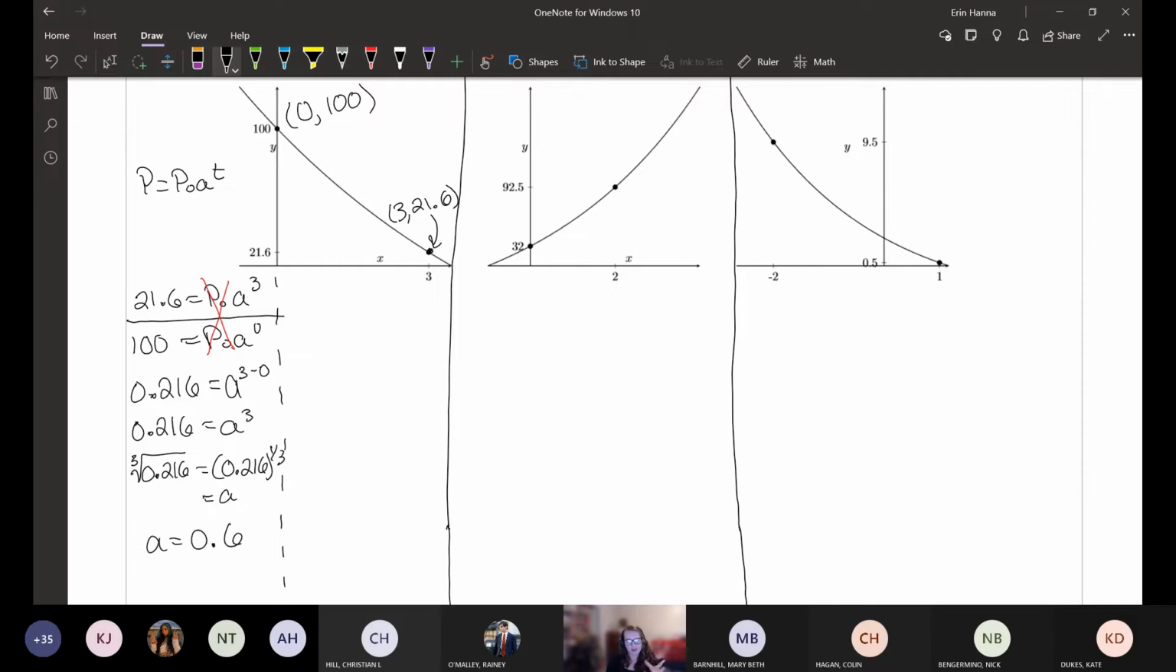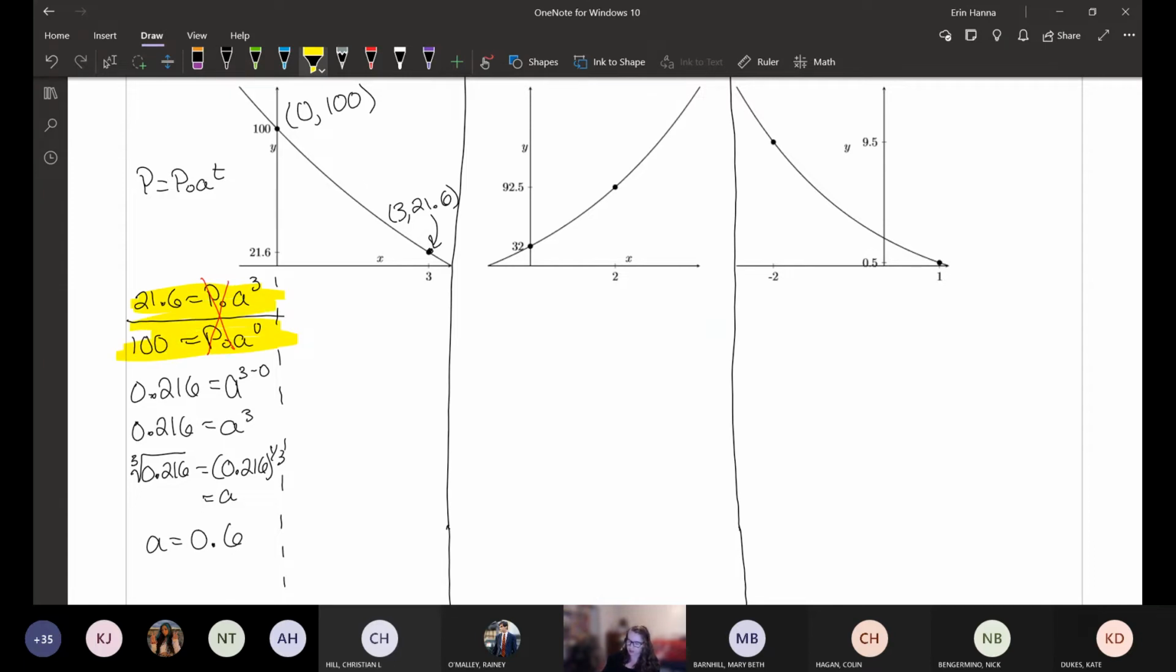If you're given P naught, you're pretty much done because you have P naught, you have A, you can call it a day. But I want to do this one fully out just because I want to. So what you would do then, if say you didn't recognize that you had P naught, or you just want to find it anyway, you would take that 0.6 and plug it into whichever of those two original functions that you wrote down makes you happier.